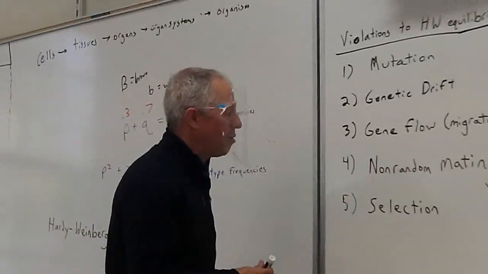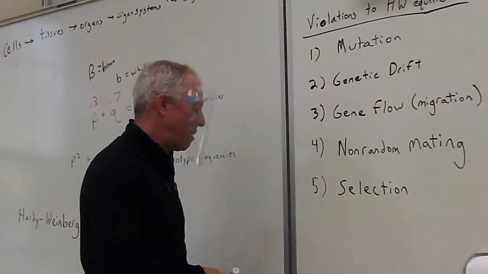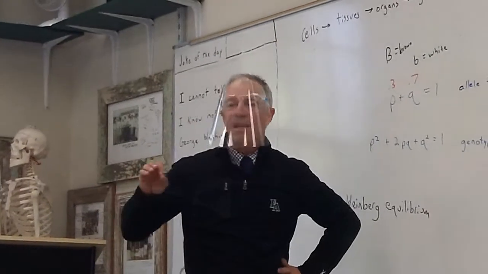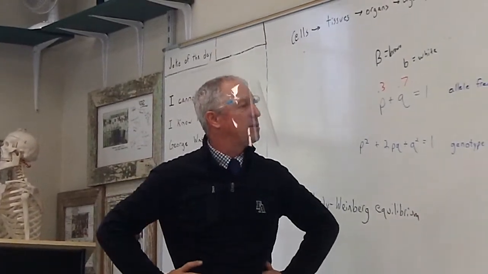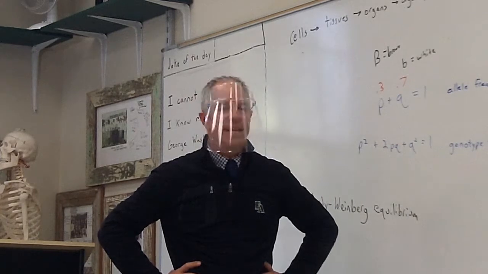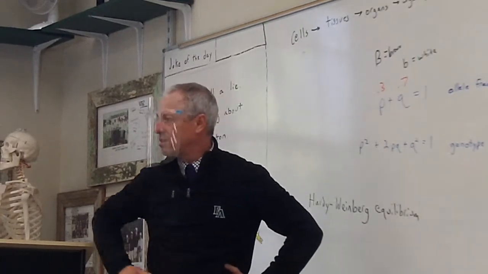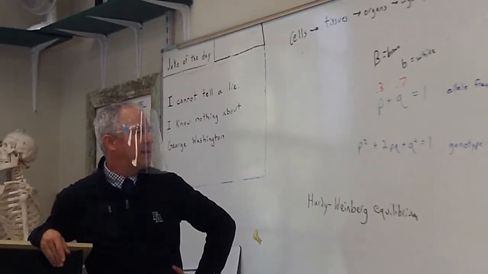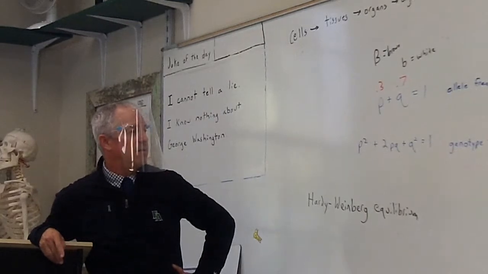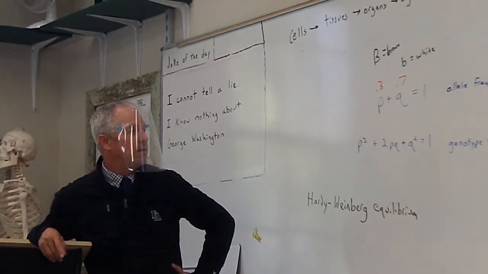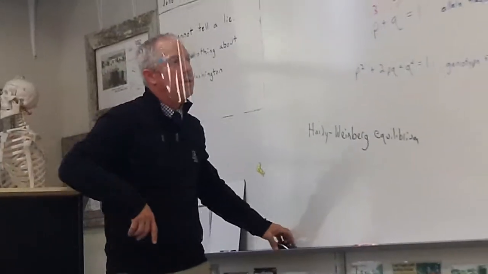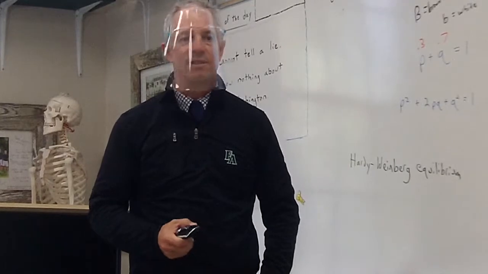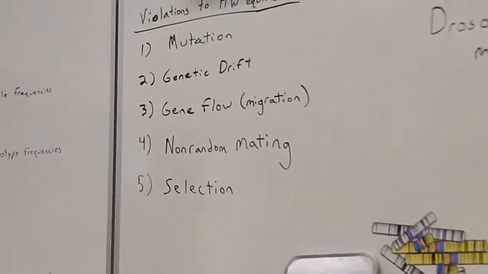So, what are the odds that any of these happen in a population? 100%, basically. All populations are always evolving in nature, because we're always having some violations. What do you think about that? Nifty. Alright, questions about this? You're going to have to know all five of those things, and know what they mean.